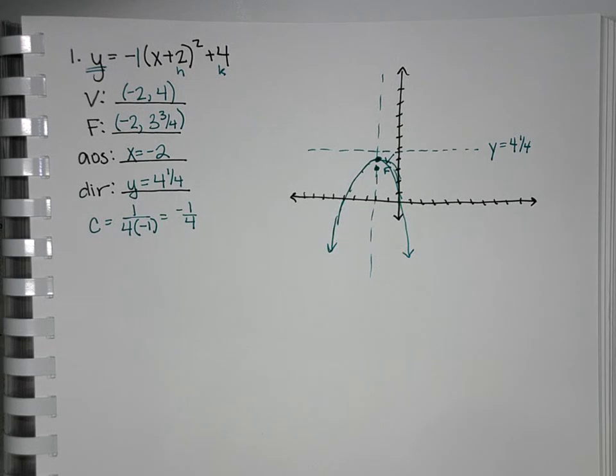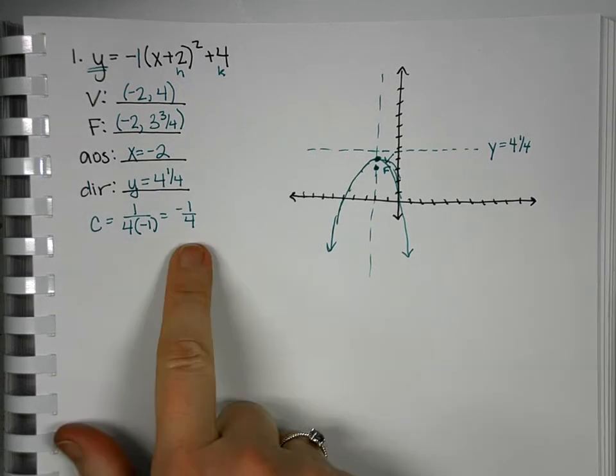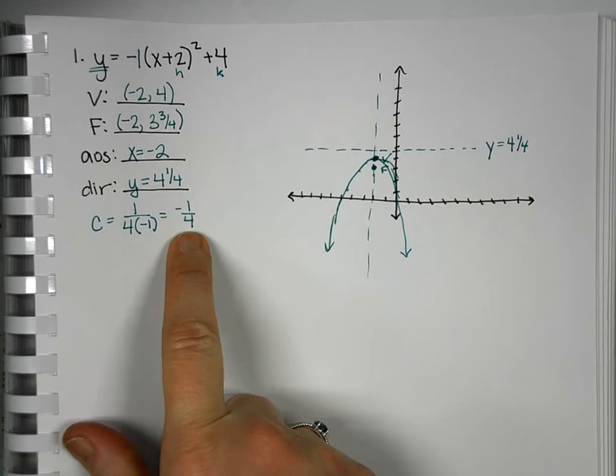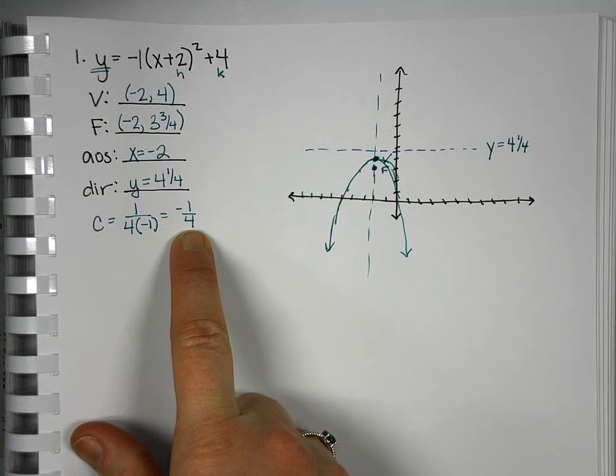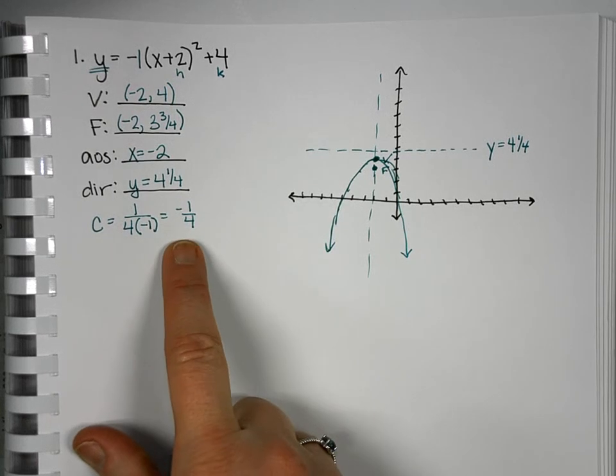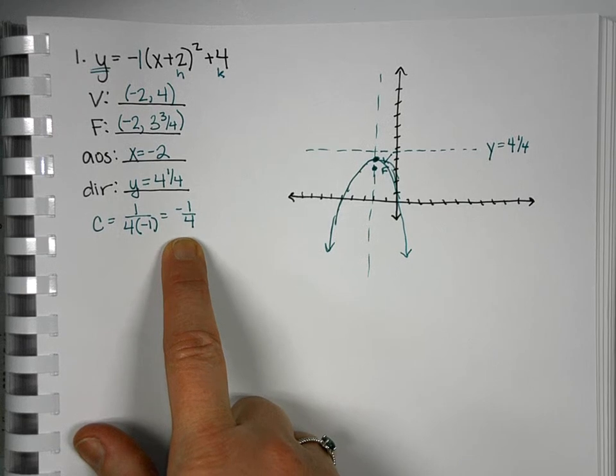Usually the part most people get confused about is knowing, do we go up or down for our focus and directrix? And my answer is, just look at the sign. If your C comes out as negative, that means your focus is going down. Focus is always the answer you get for C. Your directrix is always the answer you get that's opposite of C.